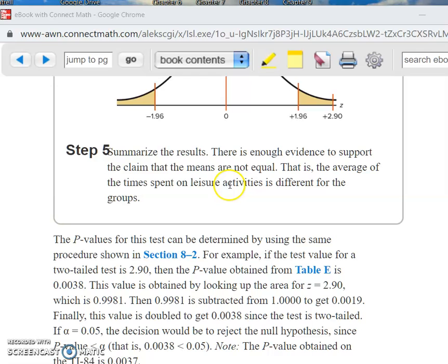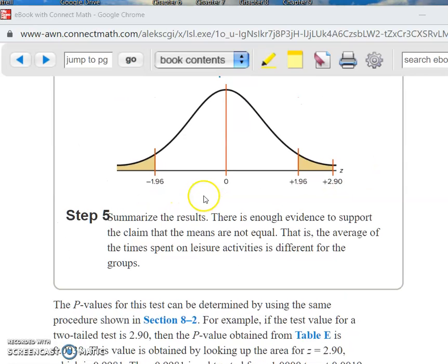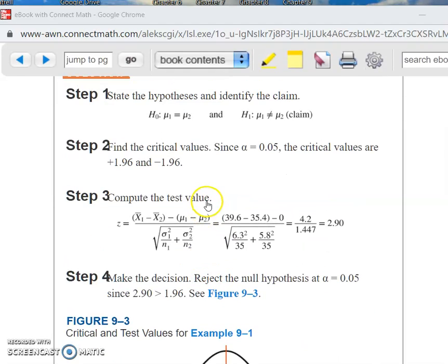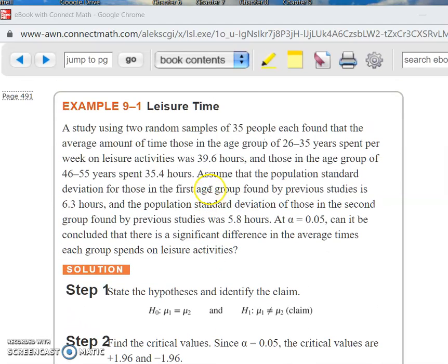So the summary would be, there is enough evidence to support the claim that the means are not equal. In other words, the average of the time spent on leisure activities is different for the two groups. So another way of saying that is to say that the population of people aged 26 to 35 is different from the population of 46 to 55.